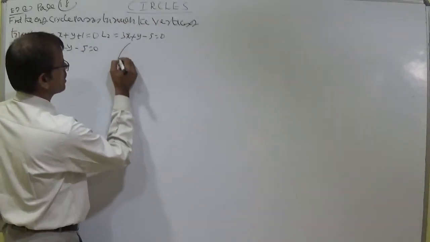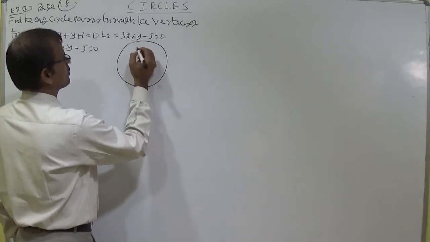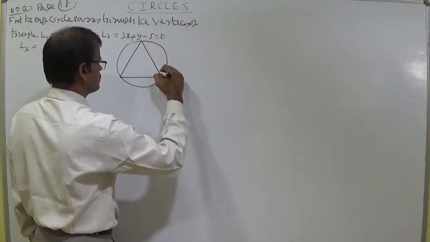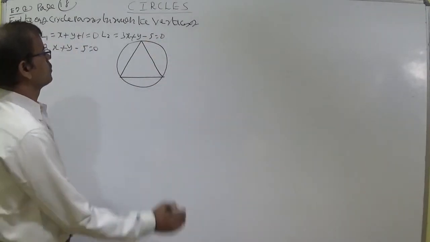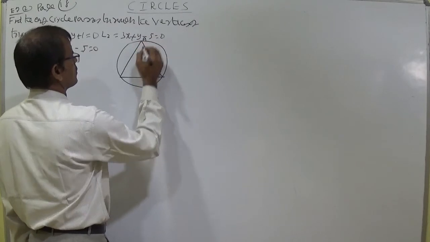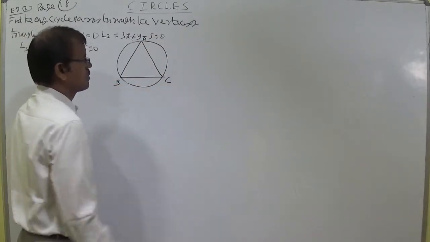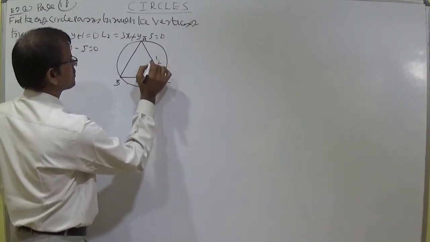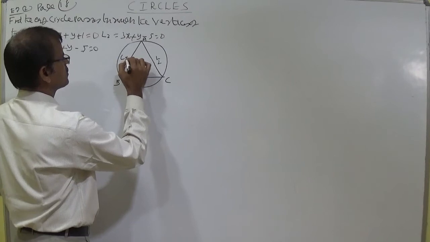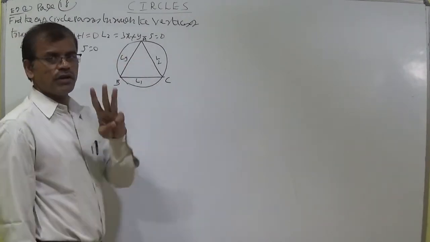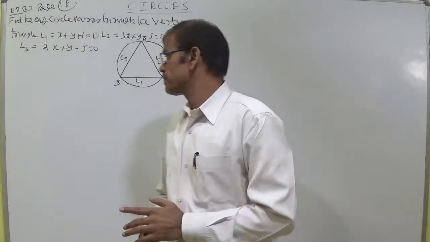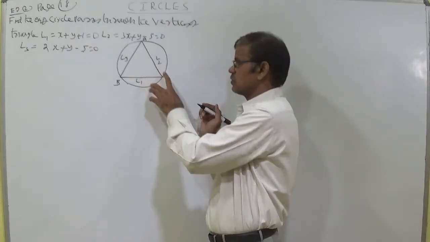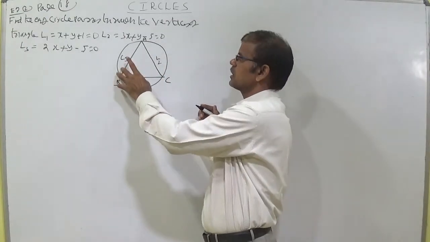This means that this is the triangle. Which type of triangle he did not mention. So put here A, put here B, this is C. This is the equation of L1, this is the equation of L2, and this is the equation of L3. Three lines are given. Try to understand that if you solve L1 and L2, you get C. If you solve L2 and L3, you get A.